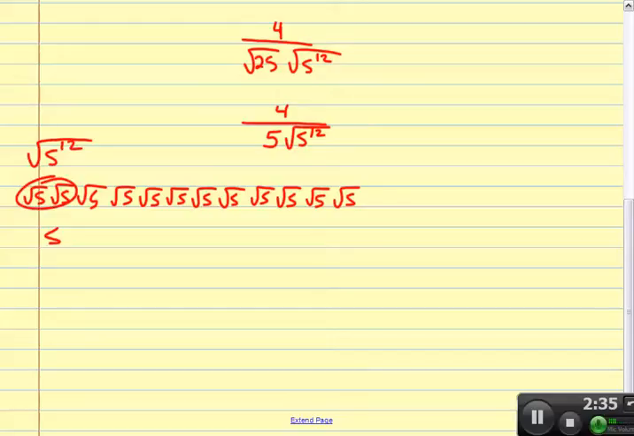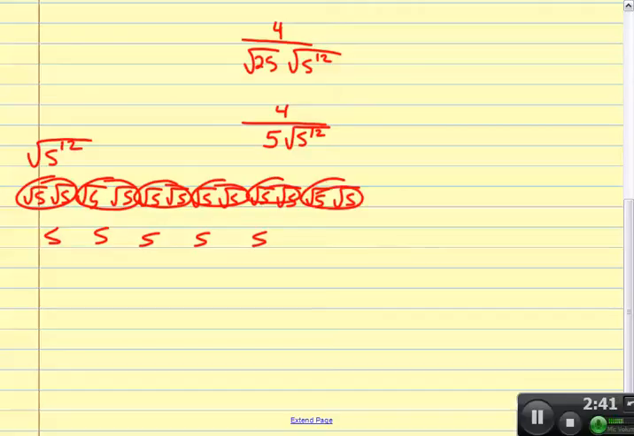This pair gives me s. This pair gives me s. This pair gives me s. This pair gives me s. This pair gives me s. That pair gives me s. S to the 6th. Okay?